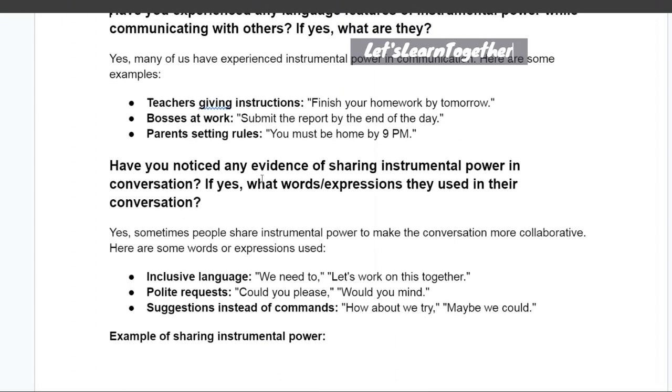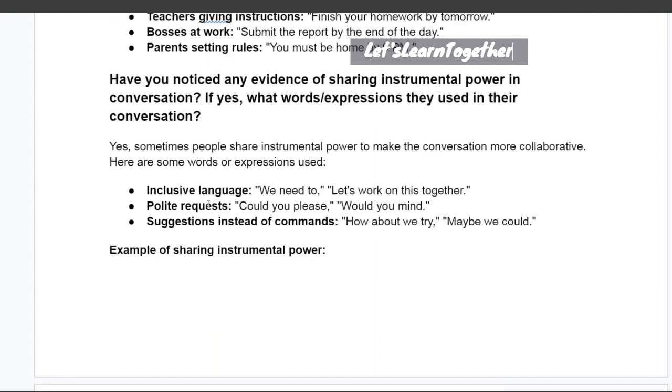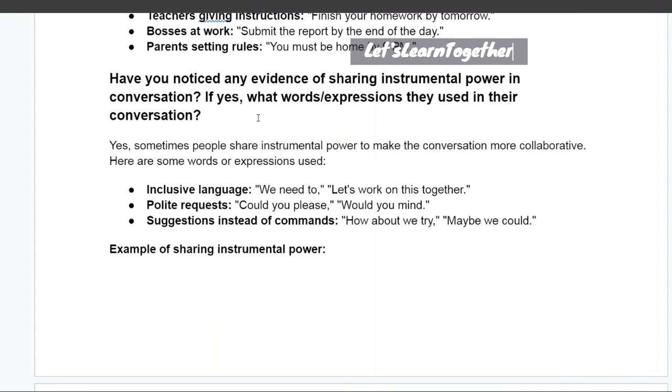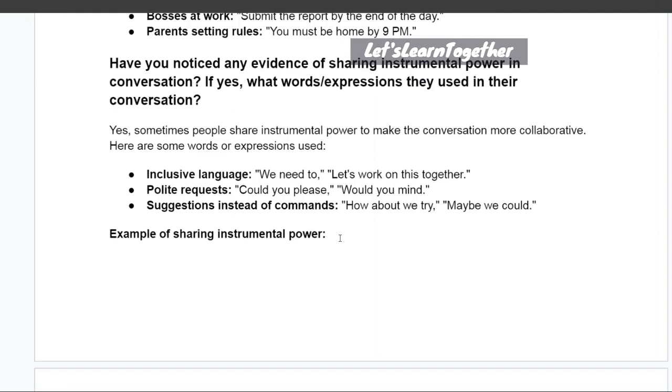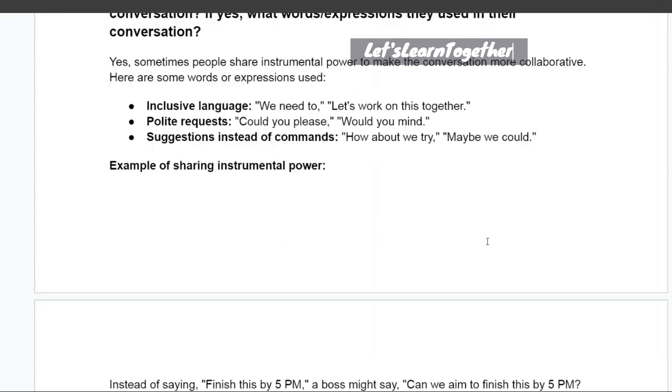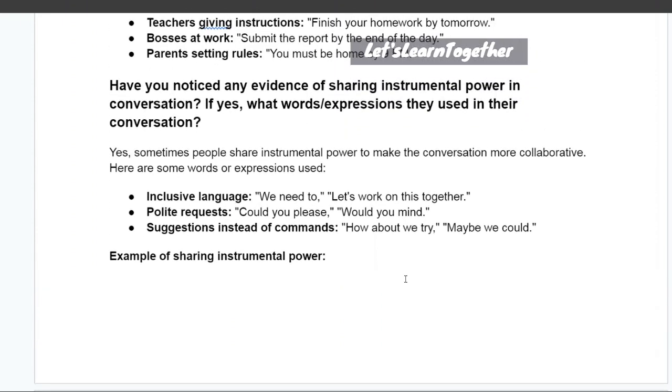Then the next question, have you noticed any evidence of sharing instrumental power in conversation? If yes, what words or expressions did they use in their conversation? So these are some example type evidences that you can write where you can see instrumental power being used. So inclusive language: we need to, then let's work on this together. Then polite requests: could you please, or would you mind?